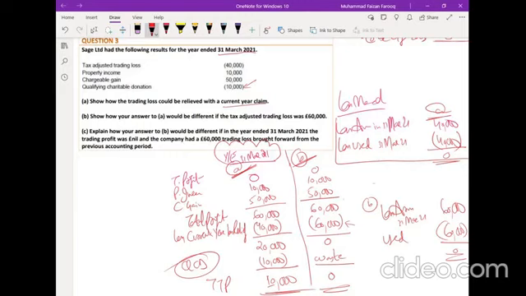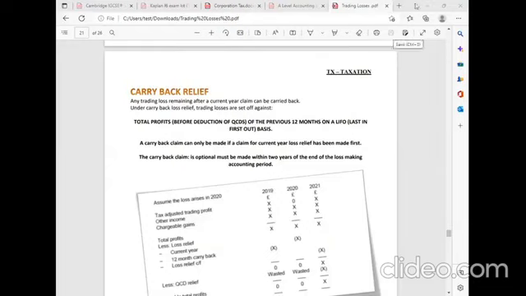Got it. That's called current year loss relief. Note it down. The third option available for companies to claim the losses is known as carried back relief. As we saw till now, the topic is very easy. If you are hands on with the individual trading loss, this one is very, very easy.